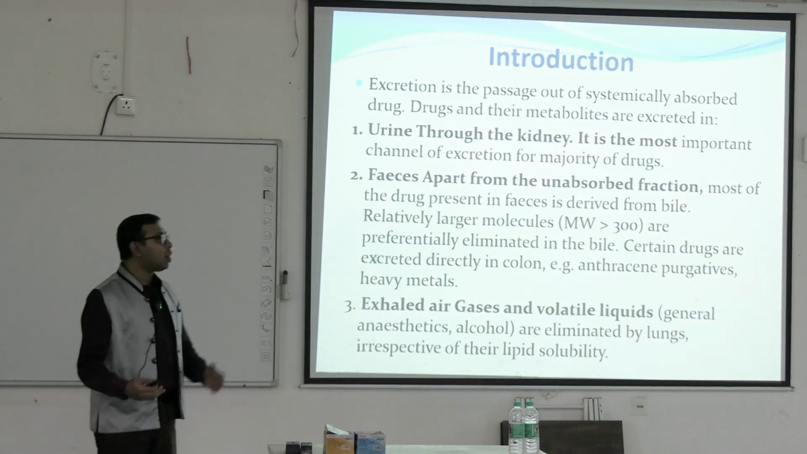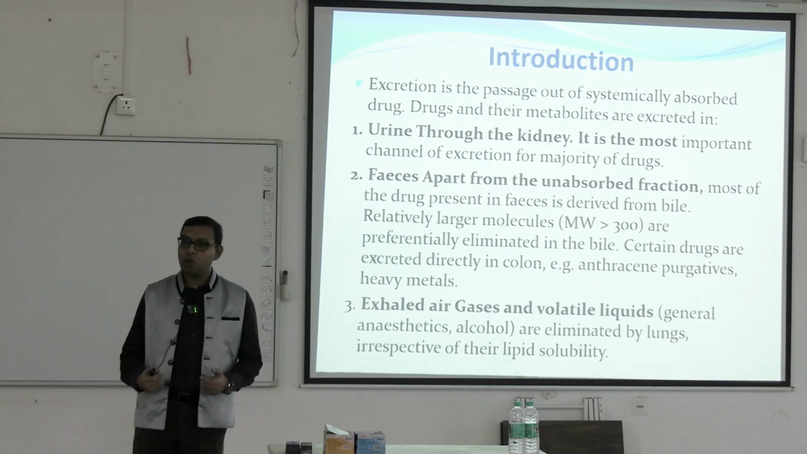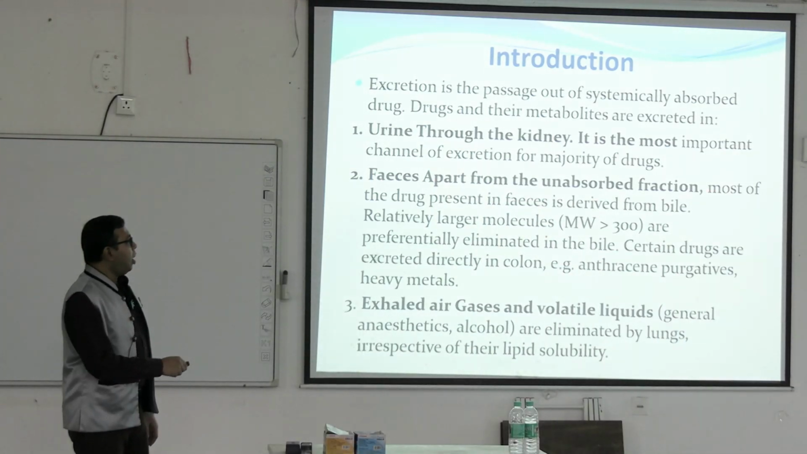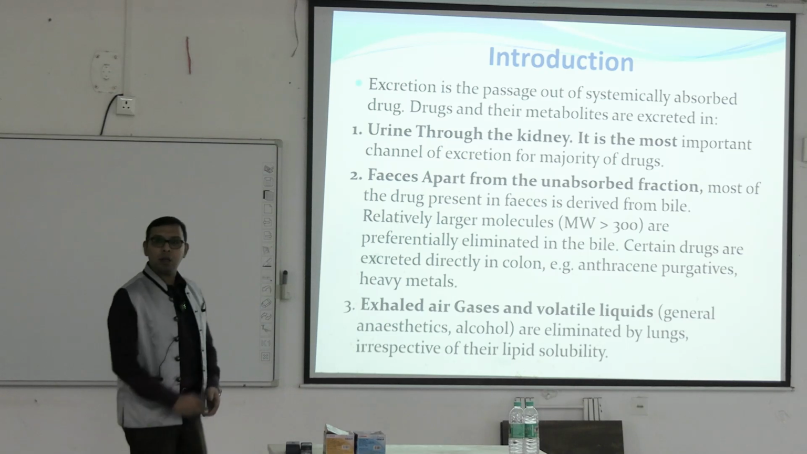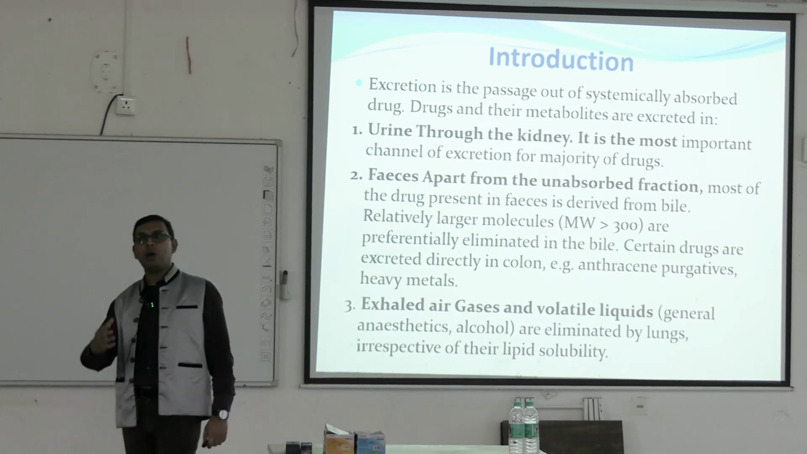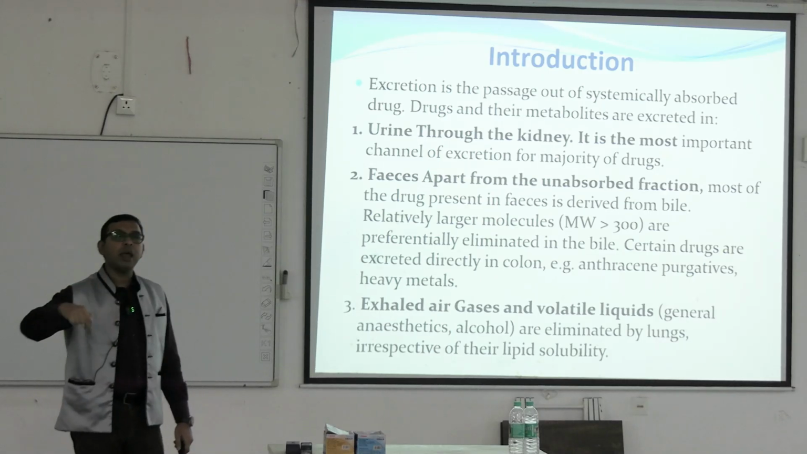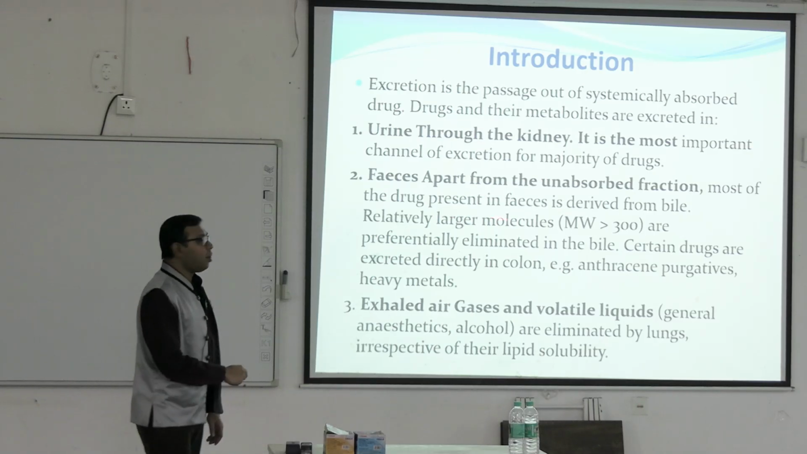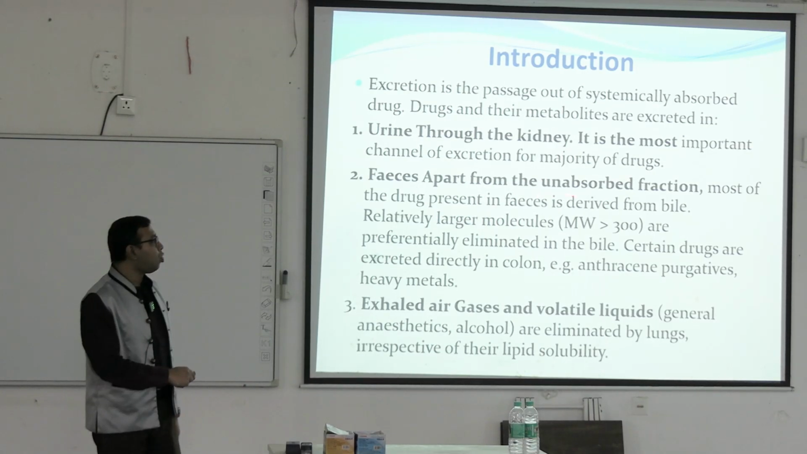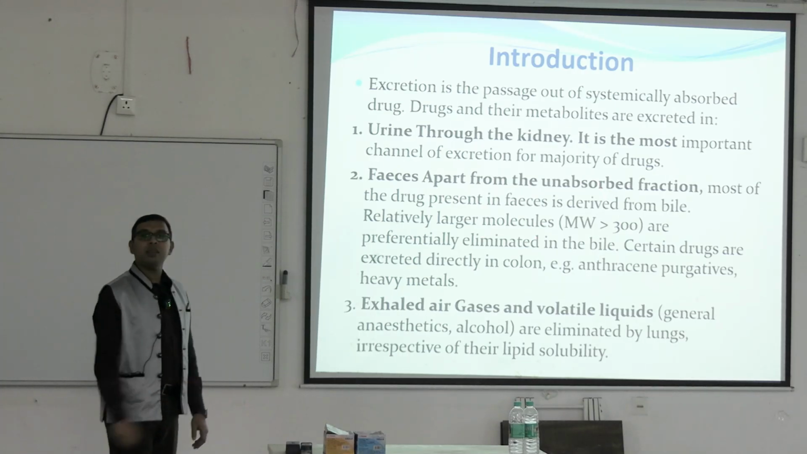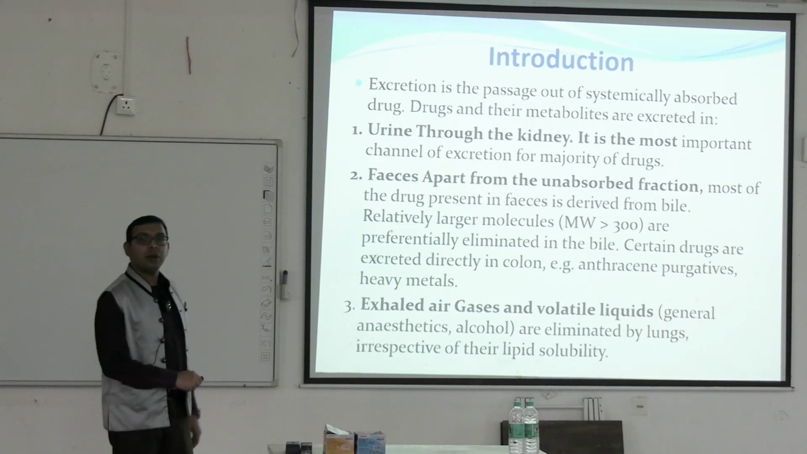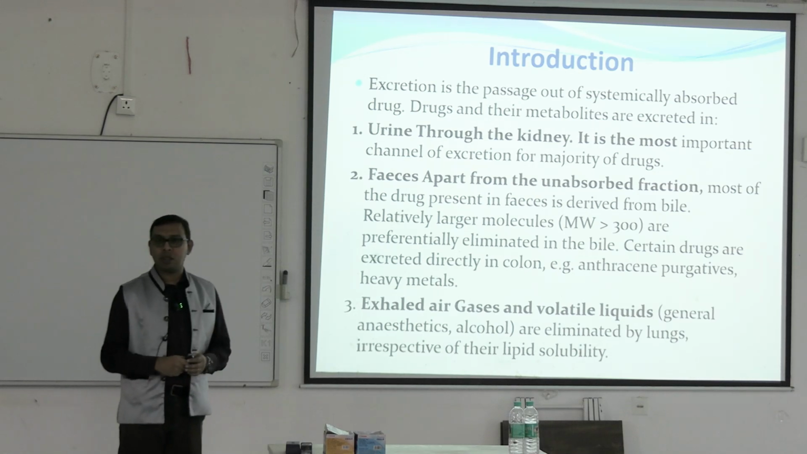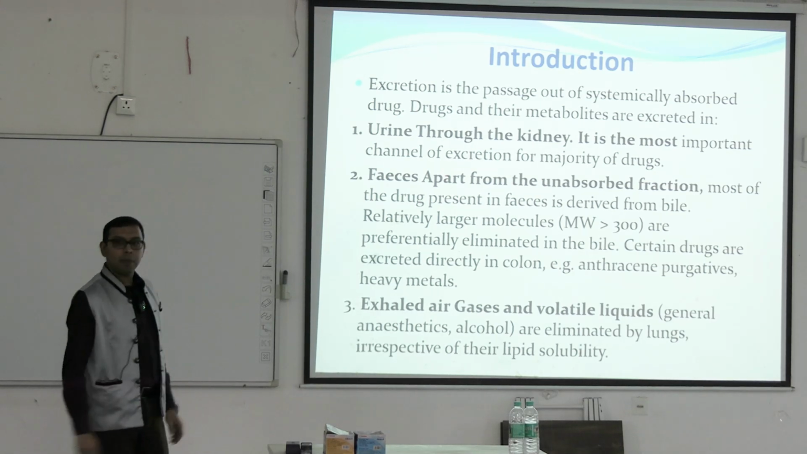First, excretion or elimination most commonly occurs through the kidney. We all know kidney is the excretory organ. Apart from this, it is also excreted through the feces. Most of the drug present in feces is derived from the bile. The drug is secreted in the bile, you have already seen in the biotransformation class, and it undergoes enterohepatic circulation, and then again it is secreted in the bile, and then it comes to the feces. Relatively large molecule drugs, whose molecular weight is greater than 300, are preferentially eliminated in the bile. Certain drugs are excreted directly into the colon, like anthraquinone purgatives, different types of heavy metals, etc. So mainly through the kidney and through the feces, these two.